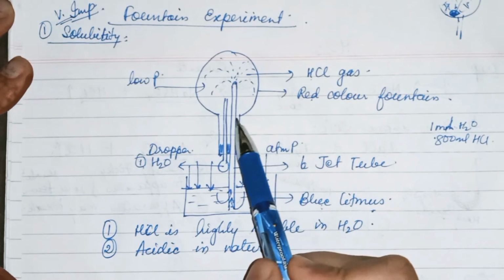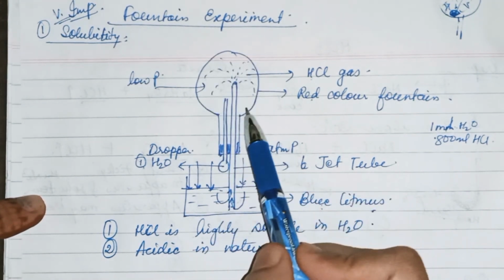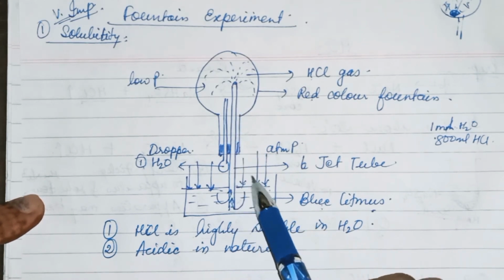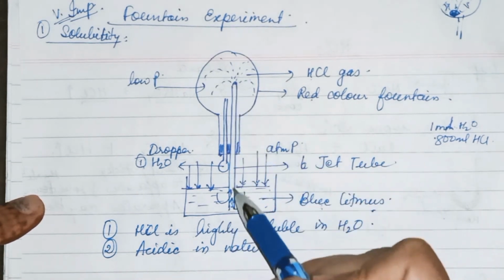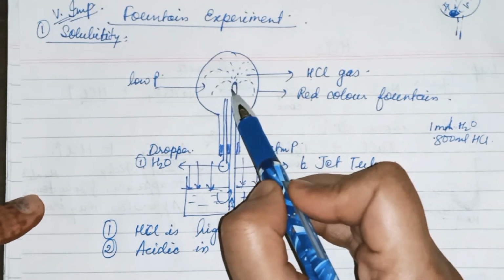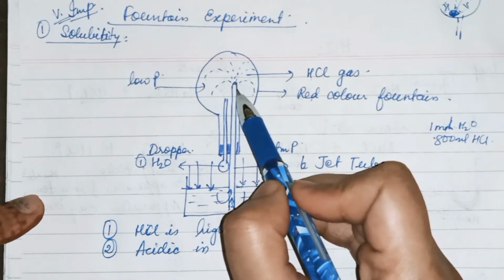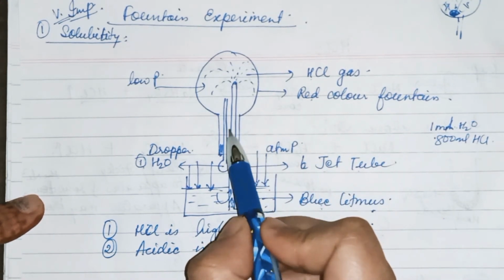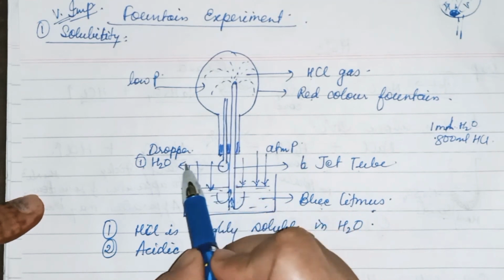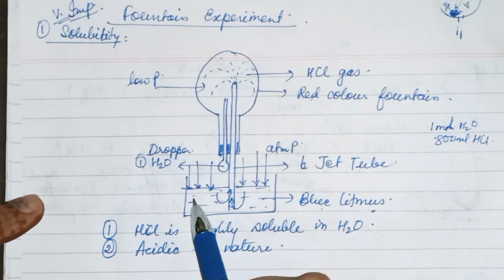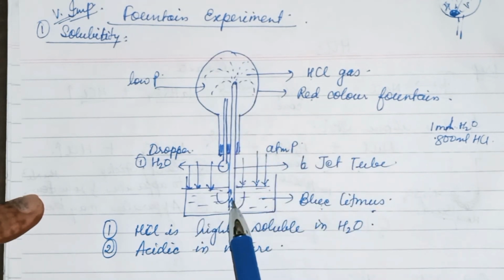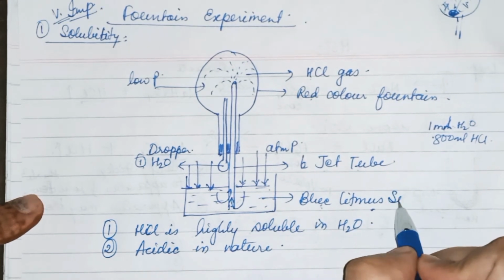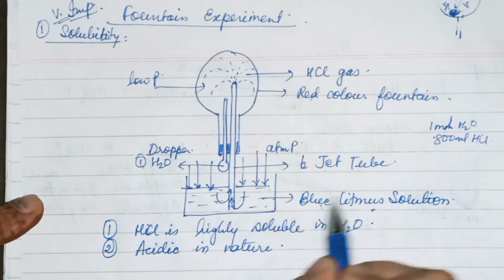See how the apparatus arrangement is given here. This is a round bottom flask. In that flask, this one is a jet tube. You can see here, children, the jet tube has a narrow side, that's why it is written here jet tube. Okay, this one is a dropper, and in this dropper we are taking water, and this is a tank. This jet tube is dipped inside the tank, and that tank contains blue litmus solution.